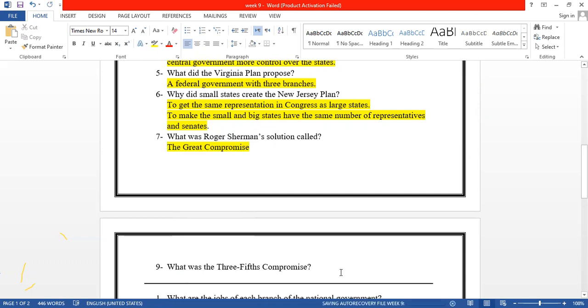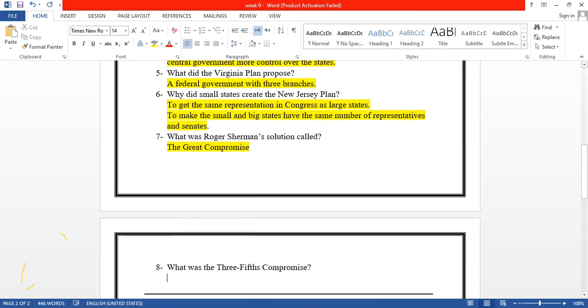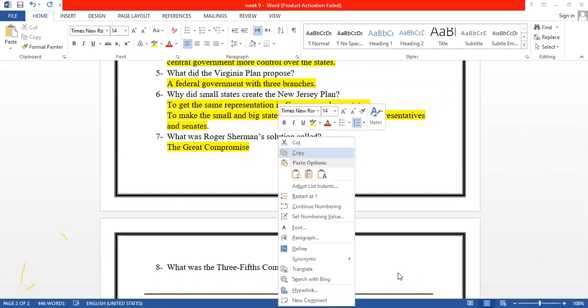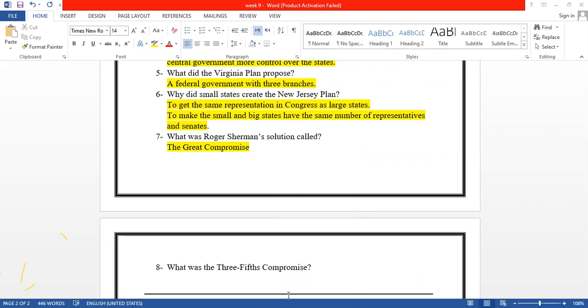What was the 3/5 compromise? Each five slaves would be counted as three. Each 5 slaves will be counted as 3 slaves. So it was a rule to count 5 slaves as 3 slaves.